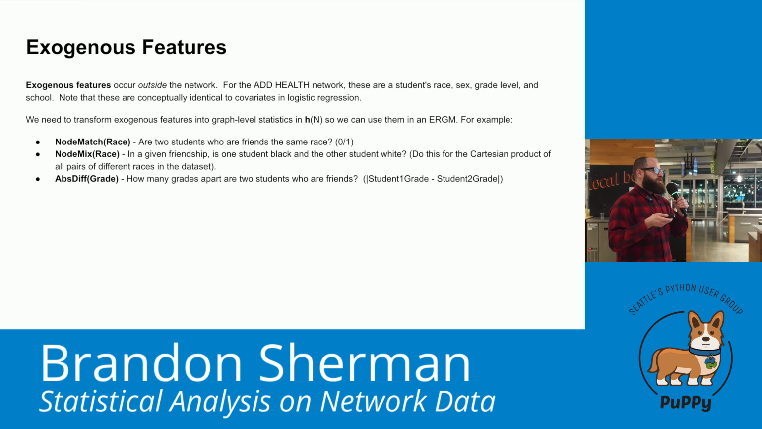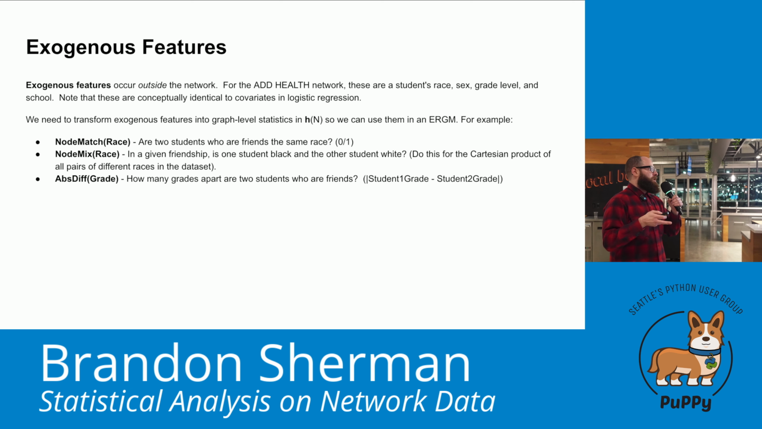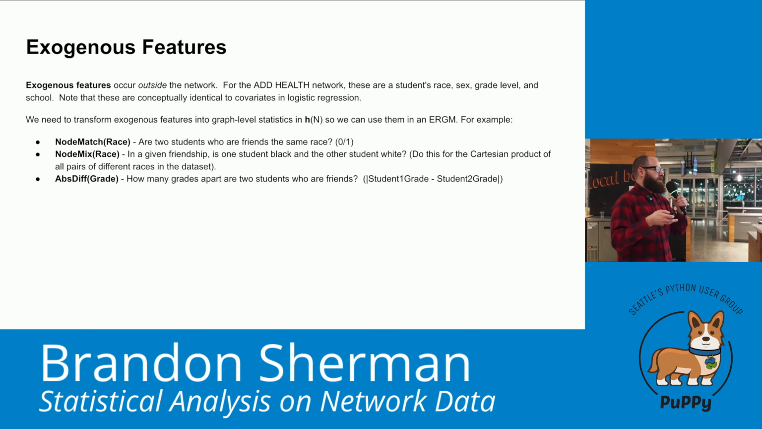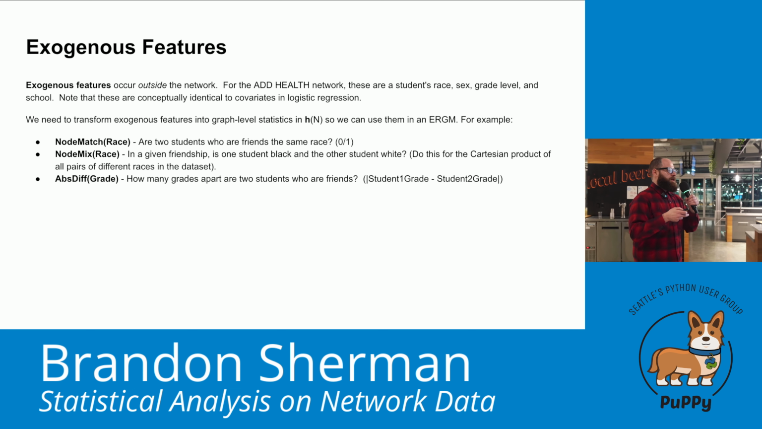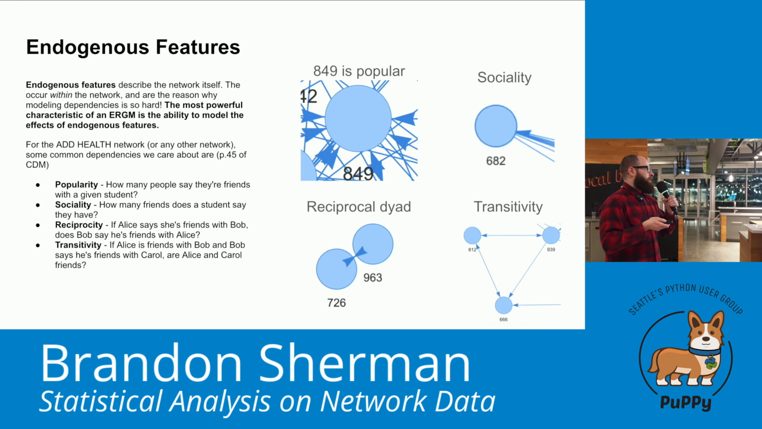And then we take those and turn them into statistics on the whole graph. So for example, the number of times in which two students who are friends are the same race. Or node mix, which is basically the Cartesian product of, okay, are Latino students friends with Middle Eastern students, and so on for every possible pairing. And then we can look at grade level difference. So if students are friends, how far apart are they in grade level? And then we can start answering some questions later on.